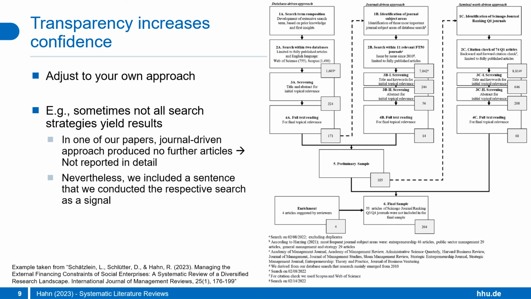And sometimes it might even happen that one of these approaches yields 0 results. We had that in a paper that is currently under revision. We had the journal-driven approach, and initially we mentioned that we did all that, but then there was simply a 0, so we couldn't add any articles through the journal-driven approach. So within the revision process, we simply skipped that in the figure to make it a bit leaner. However, we mentioned in the method section that we did that as well, and it didn't yield any further results, again to increase confidence in our approach.